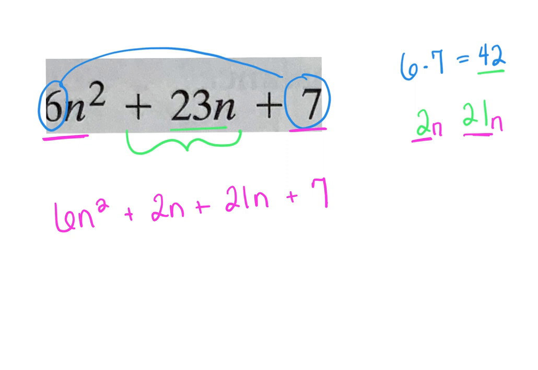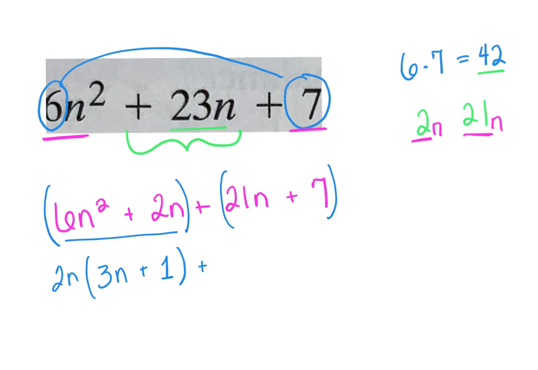If you remember, grouping just means group the first 2 and group the second 2, okay? So I'm going to group the first 2, and I'm going to group the second 2. What is in common between the 6n squared and the 2n? 2 and n, right? So 6 divided by 2 is 3. I took out one of the n's. 2n divided by 2n is just 1. All right? In between the 7 and the 21, my common factor here is 7. And I'm left with 3n plus 1.